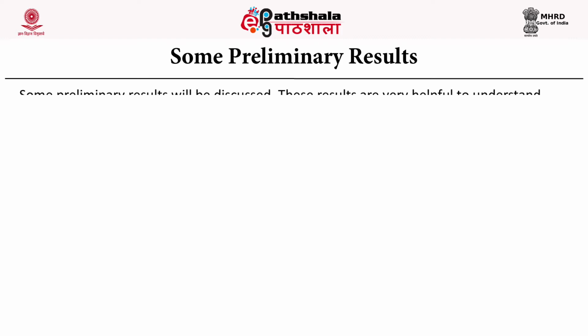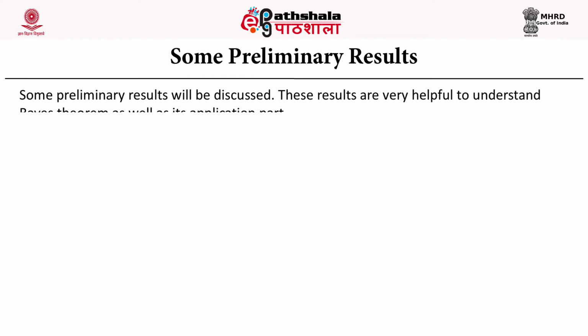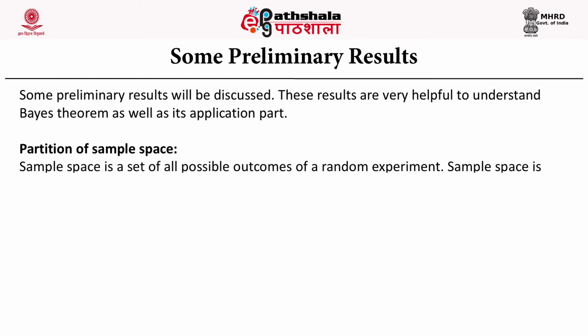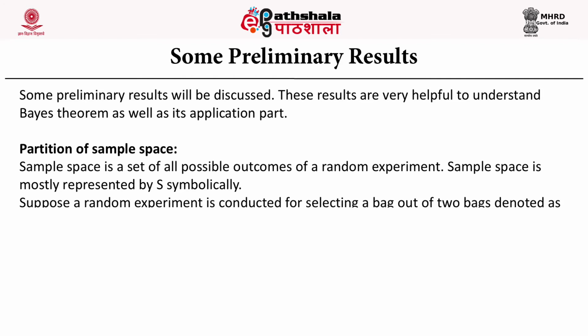So we will discuss here some preliminary results that are useful to understand the concept in depth. These results are very helpful to understand Bayes theorem as well as its application part. Partition of sample space. Sample space is a set of all possible outcomes of a random experiment. Sample space is mostly represented by a capital S symbol.